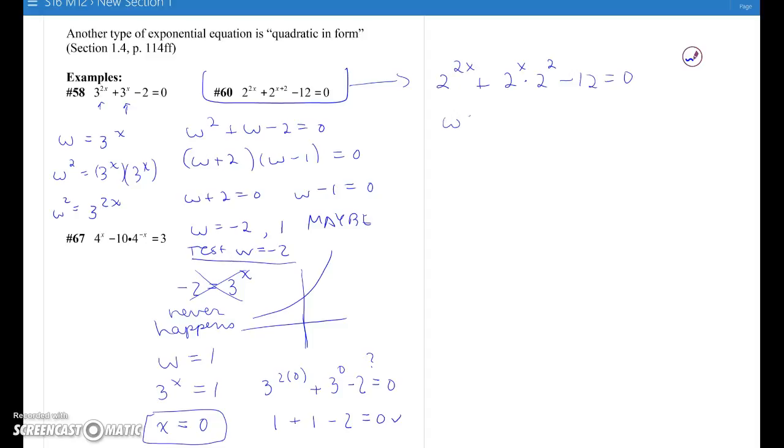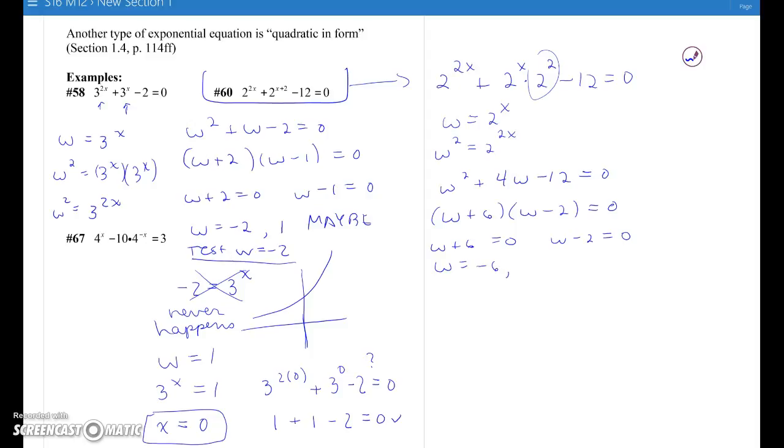Well, now I'm going to let my w equals 2 to the x. So w squared is going to equal 2 to the 2x. So I have w squared plus, now I have 4w minus 12, because this 4 is not part of the exponential function that we let stand for w. So now I'm going to have w plus 6 and w minus 2. Double check my factoring. It looks good. So w plus 6 equals 0, or w minus 2 equals 0 by the zero product property. So w might be negative 6 or 2, and we have to check.